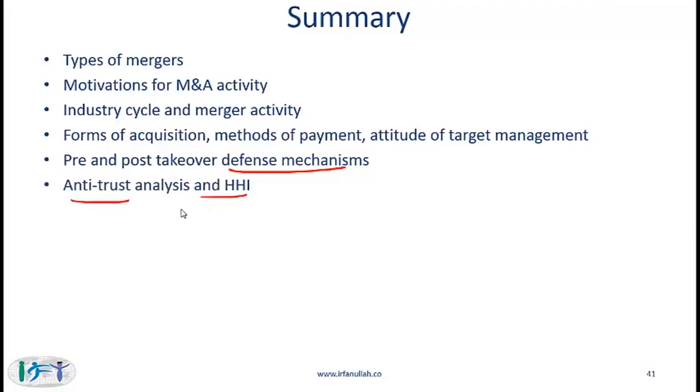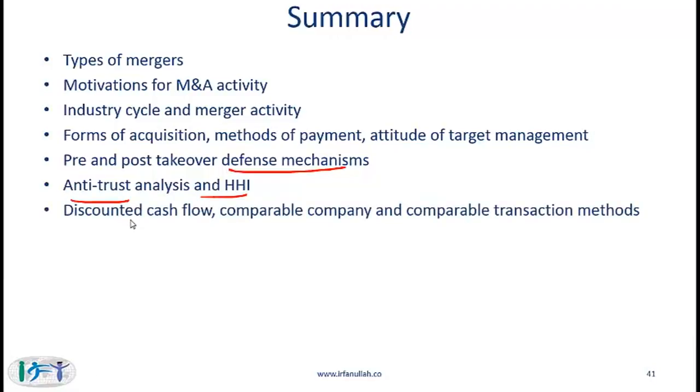Then antitrust analysis and HHI. If there is a situation where the level of competition in an industry is being compromised, so the level of competition is coming down substantially, in other words, the industry is becoming more concentrated, then there is a high likelihood of the regulator stepping in. We then talked about valuation of the target company. So three main methods: the discounted cash flow method, then the comparable company method, and comparable transaction methods. You need to understand these methods and the pros and cons of each.